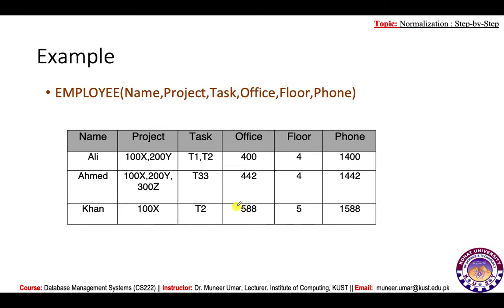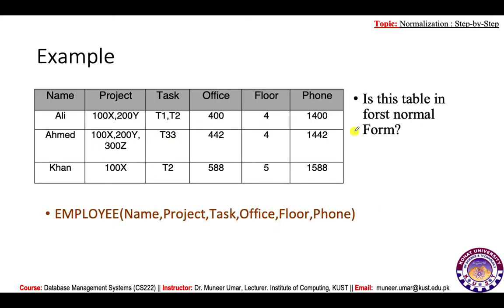So this is the example table, and we will normalize this table. It has some attributes: name, project, task, office, floor, and phone. There are 6 attributes in this table. There is no primary key or any candidate key, and the table is in raw form. Now the first question is whether this table is in first normal form or not.